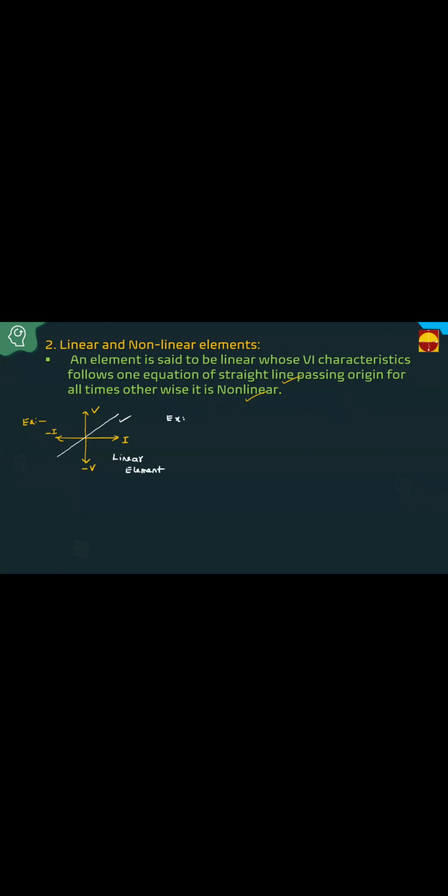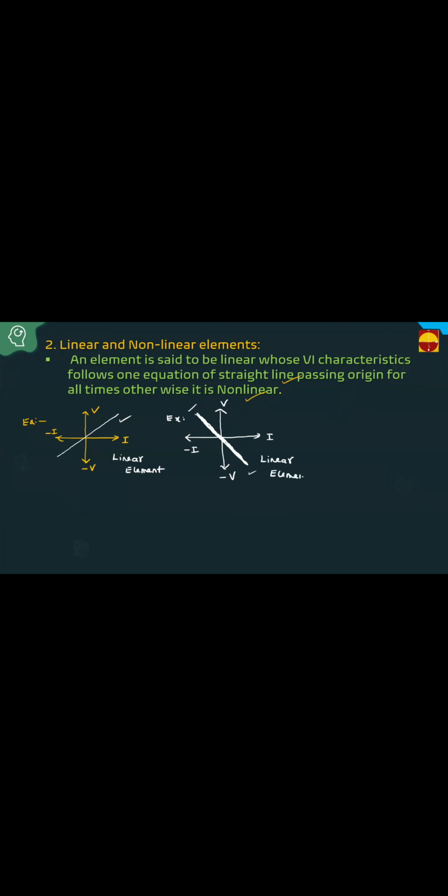One more example I am writing. If the characteristics are given like this, is it linear or non-linear? This is V, this is minus V, this is I, this is minus I. It is also passing through the origin, and on both sides there is one equation of straight line. This side also one equation of straight line, this also one equation of straight line. This is also linear.